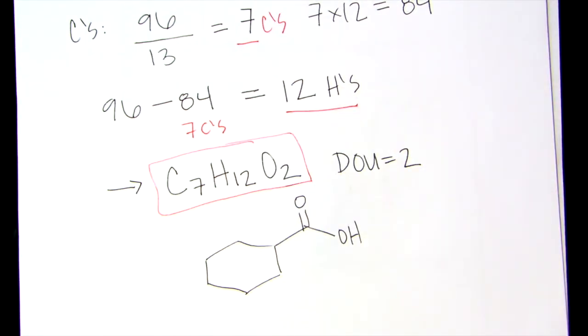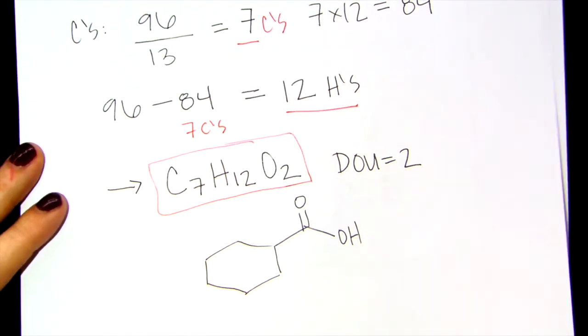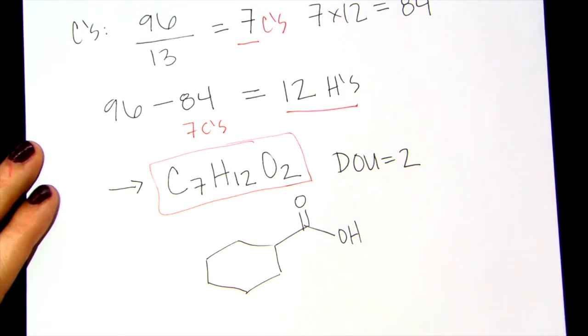So again, there are other possible structures. That's just one possible structure, right? It could also be a 5-membered ring or a 4-membered ring with other carbons branching off. We don't have that level of detail. You're just kind of guessing at what you might have.